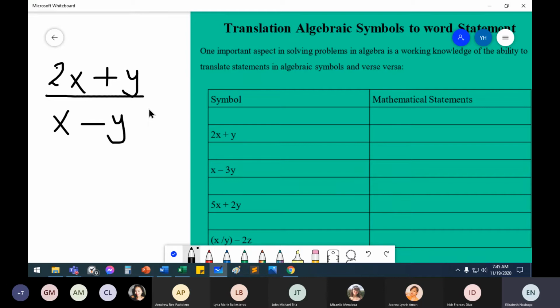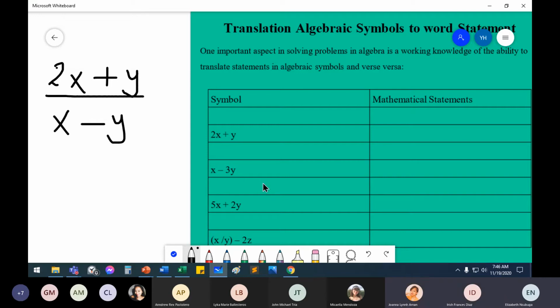Or you could say y more than twice x. So it means y plus 2x. You see, different ways. Or twice x plus y. What about this one? x minus 3y.